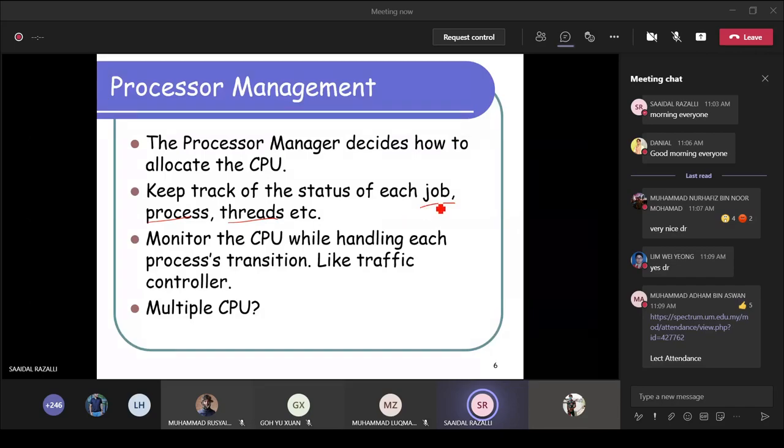All these are different terms. Job is the bigger one, a process is part of a job, and a thread is part of a process. This is basically how you want to understand what a job, process, and thread are. Okay. You also monitor the CPU while handling each process transition, like a traffic controller. Process management monitors whether the CPU utilization is high or low. So it's like a traffic controller.